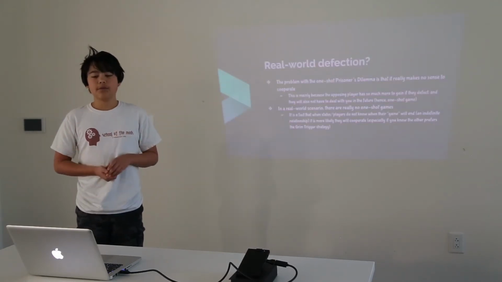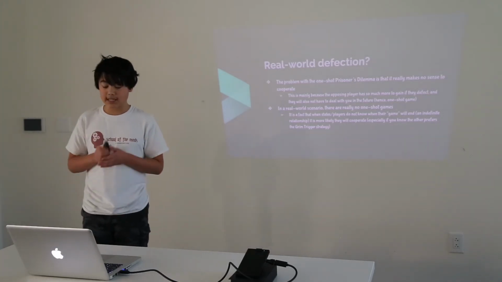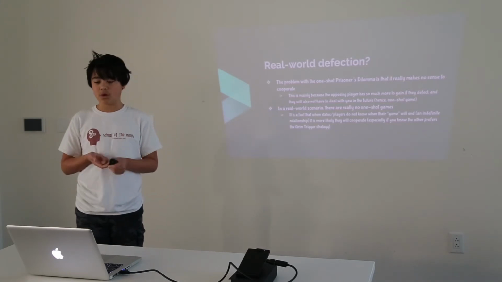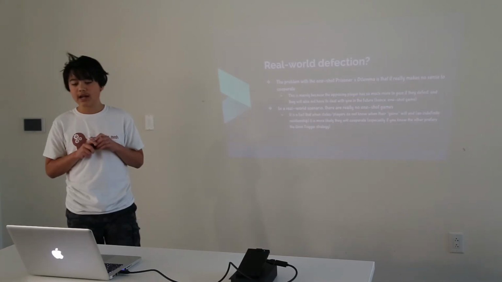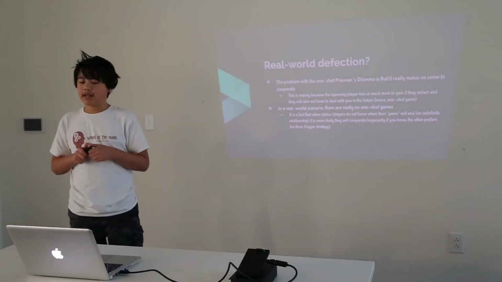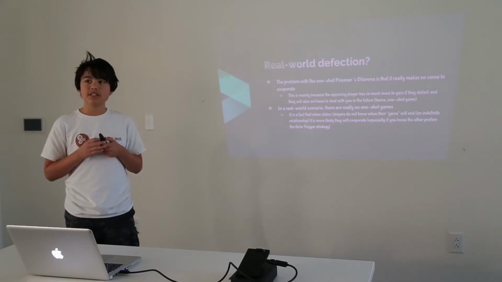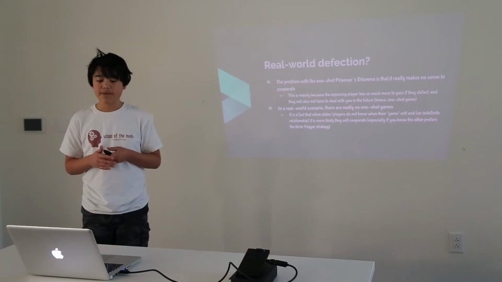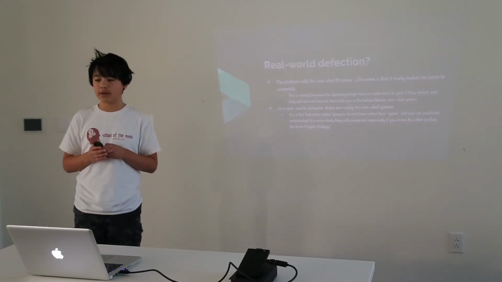So the problem with the one-shot Prisoner's Dilemma is it makes no sense to cooperate, as I have shown before. This is mainly because the opposing player has so much more to gain if they defect, and they will also not have to deal with you in the future, hence the one-shot game. In a real-world scenario, there are really no one-shot games, and it is a fact that when the states or players do not know when their game will end in a definite relationship, it is more likely they will cooperate, especially if you know the other prefers a Grim Trigger strategy.